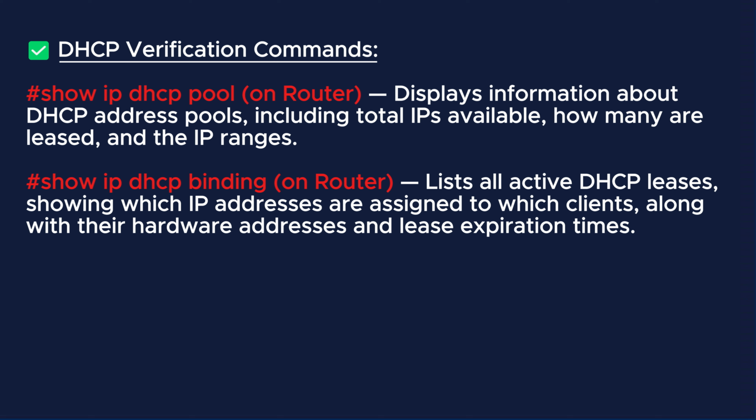Hashtag show ip dhcp binding on the router lists all active DHCP leases, showing which IP addresses are assigned to which clients, along with their hardware addresses and lease expiration times.